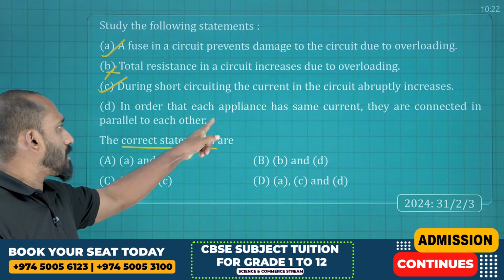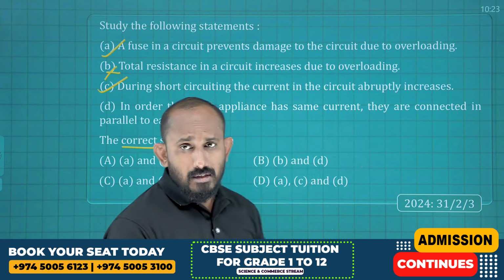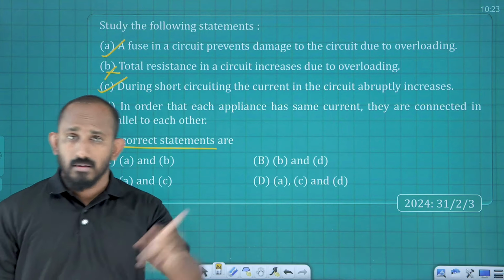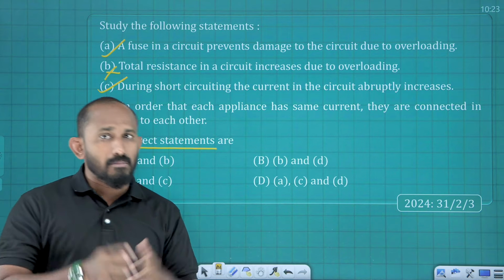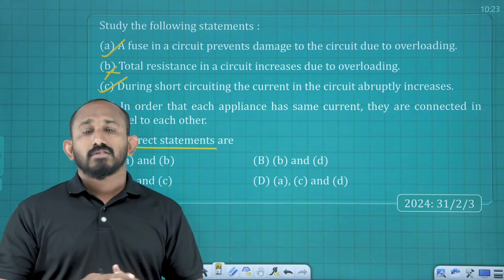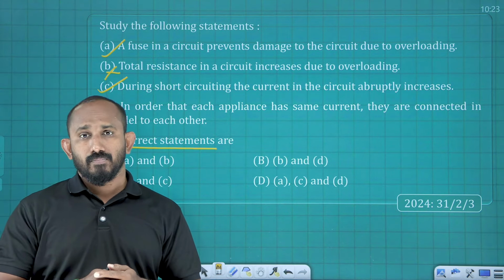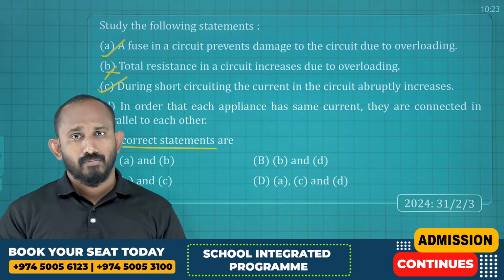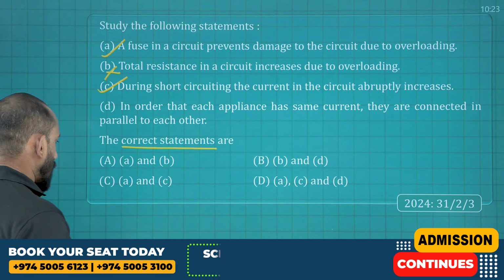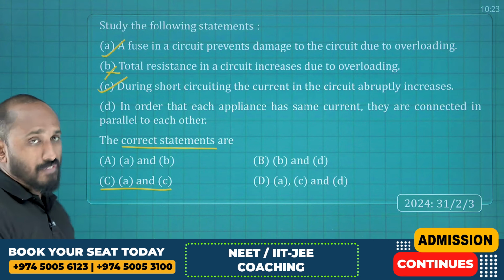And here, in a domestic circuit, each appliance does not need the same current. Some appliances need 5 ampere, some need 10 ampere, some need 15 ampere. Then they cannot be connected in series, they are all connected in parallel. So the best answer here is C. A and C are the perfect answers.